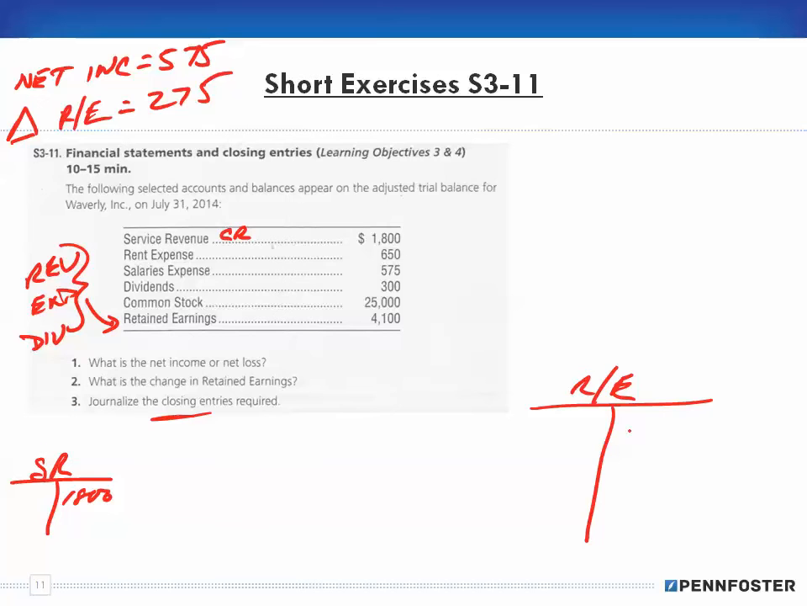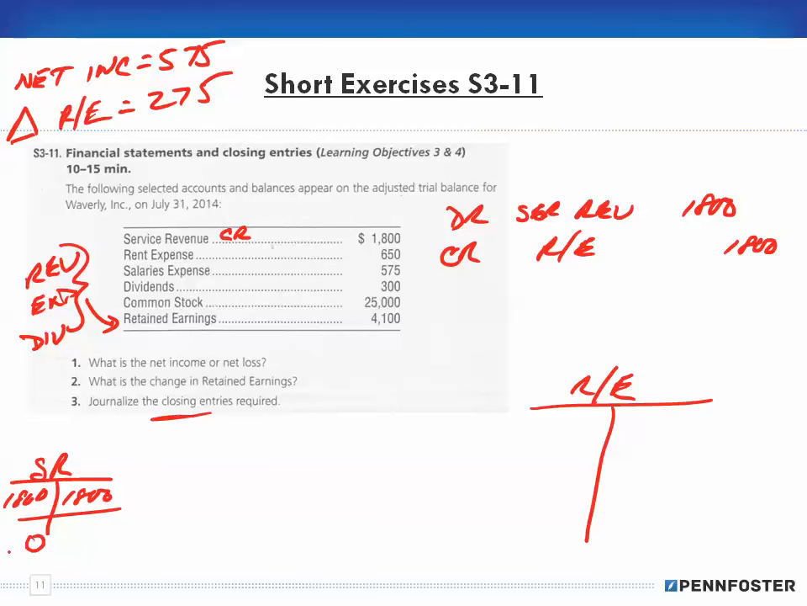If I want to close it out to the retained earnings account, obviously that means I have to make that get to be 0, right? So since it's a credit of 1,800, that means I have to debit service revenue for 1,800. And then, of course, debits have to equal credits, so I'm going to credit my retained earnings account for 1,800, right? So that would give me a balance of 0 in that account, and that would move the $1,800 over to my retained earnings, right?